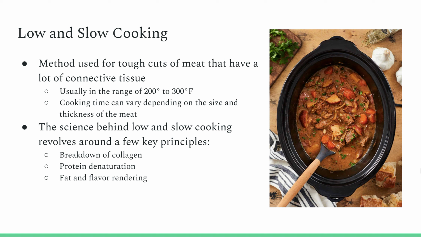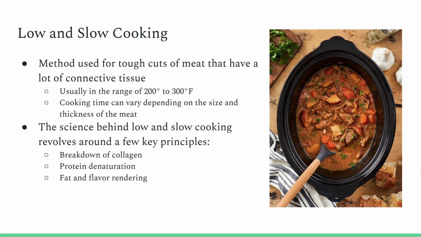Okay, we are coming to the end. So we're just going to talk about the process of low and slow cooking. This is something like if you've ever used a crock pot or a slow cooker, or if you've just put a big chunk of meat in the oven with some spices and liquid around it, you've done this before. This is typically used for tough cuts of meat that have a lot of connective tissue. You're usually cooking this at a lower temperature, so between the range of 200 and 300 degrees Fahrenheit. Cooking time does depend on the size, thickness of meat, type of meat, and all that good stuff.